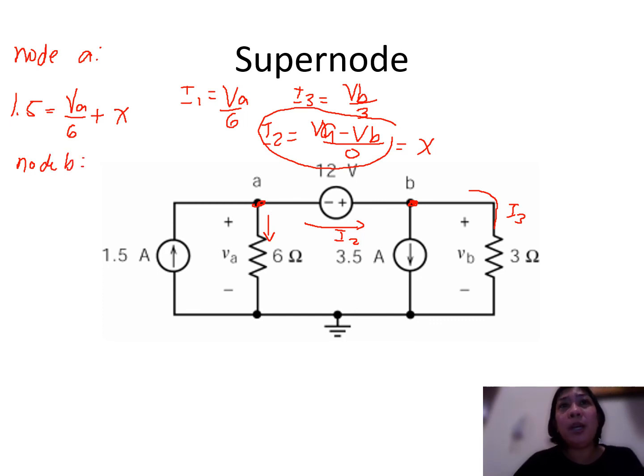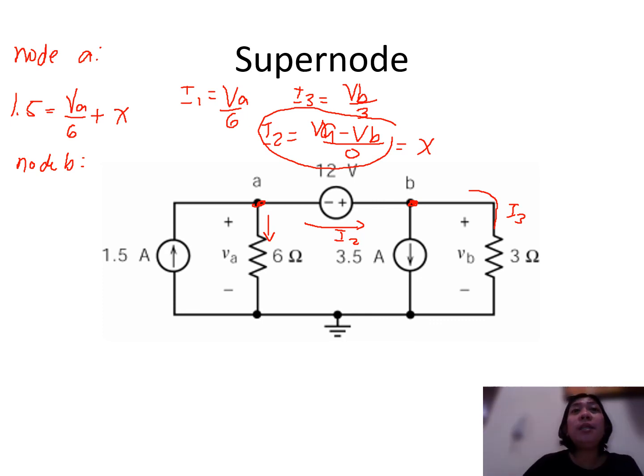Okay, so look at node B. Let us assume x to be going away from B, and then we have here your 3.5. Let us not change anymore the direction of our I2. So what we have here is your I3 and your 3.5 amperes, both leaving our node B.